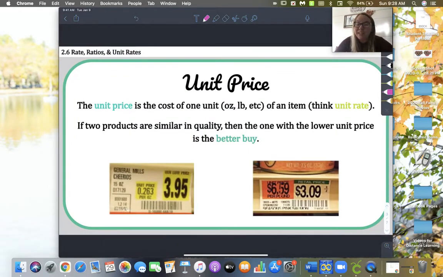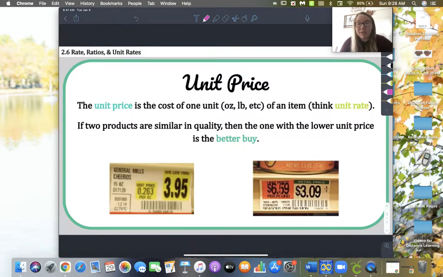The unit price is the cost of 1 unit. This could be in ounces, pounds, etc. of an item. So think of unit rate: we're going to be looking at cost and then their unit, so pounds, ounces, things like that. If two products are similar in quality, then the one with the lower unit price is the better buy. If we're at a grocery store and you have a name brand box of cereal and the store's version of cereal, those two are similar products. We can compare them by looking at their unit price and determine which one's the better buy.